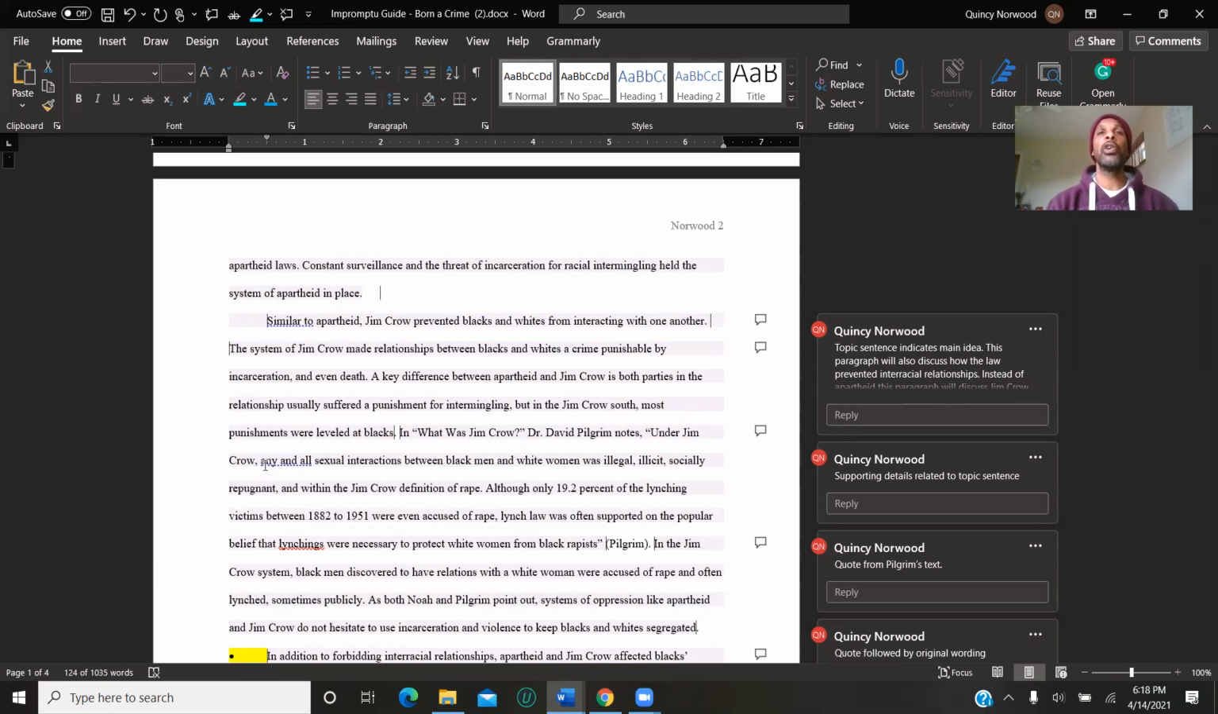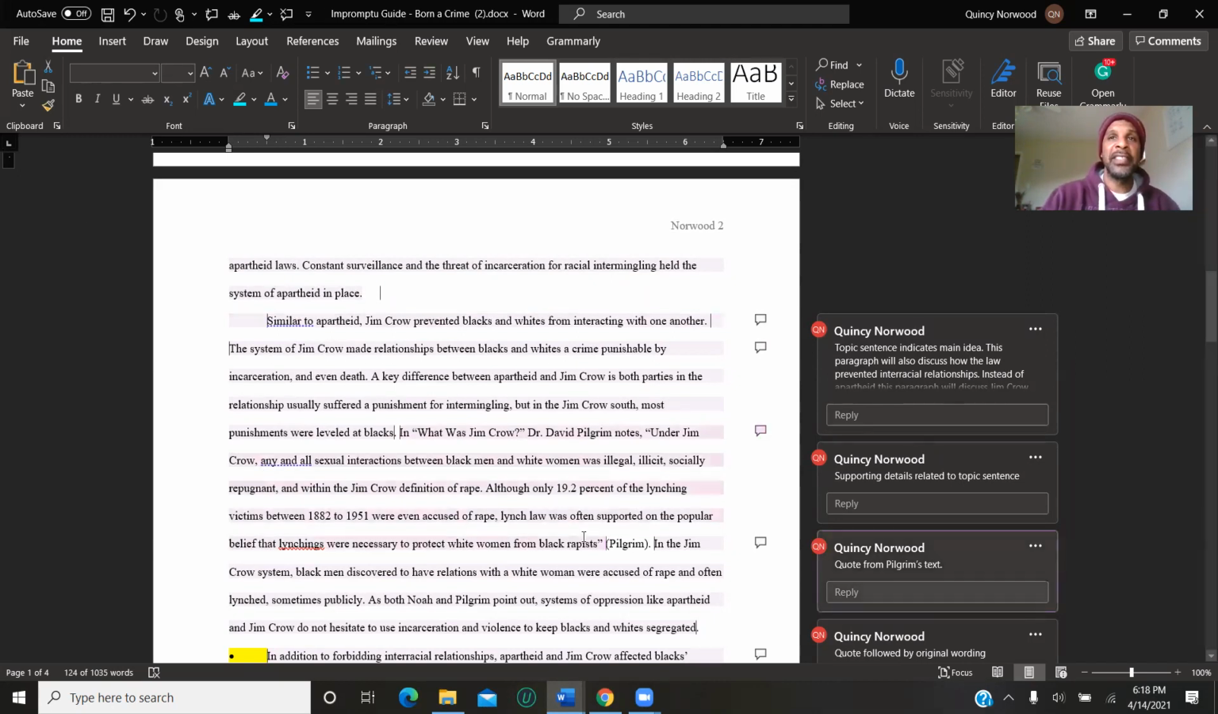In What Was Jim Crow, Dr. David Pilgrim notes, under Jim Crow, any and all sexual interactions between black men and white women was illegal, illicit, socially repugnant, and within the Jim Crow definition of rape. Although only 19.2% of the lynching victims between 1882 and 1951 were even accused of rape, lynch law was often supported on the popular belief that lynchings were necessary to protect white women from black rapists.